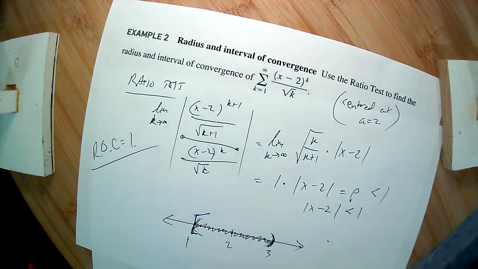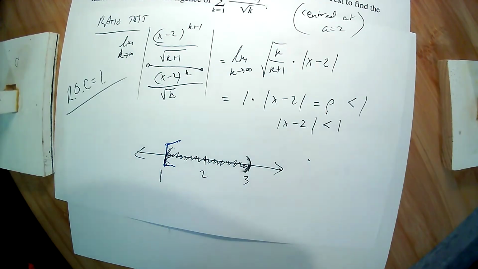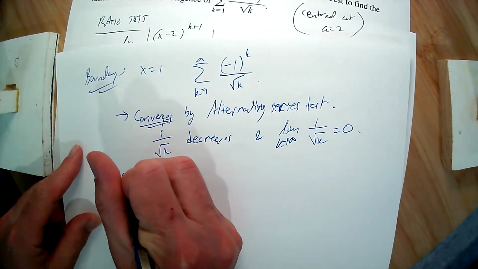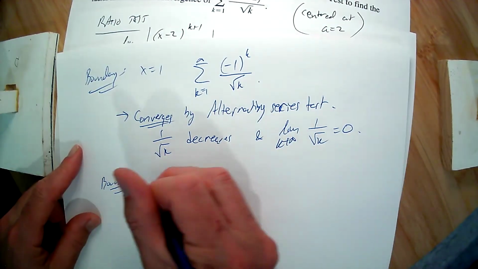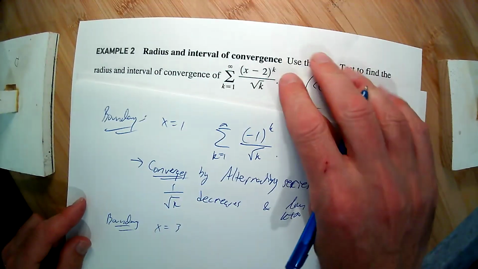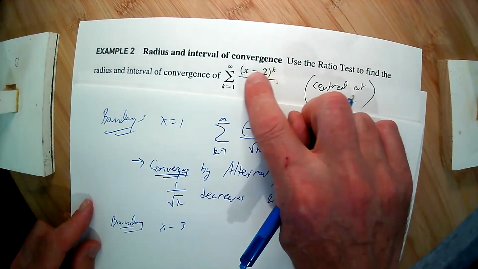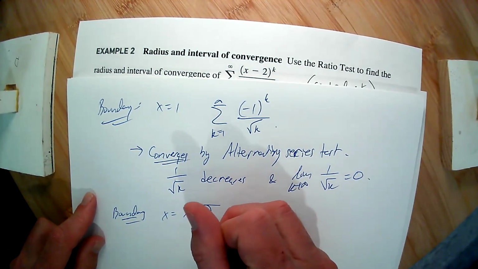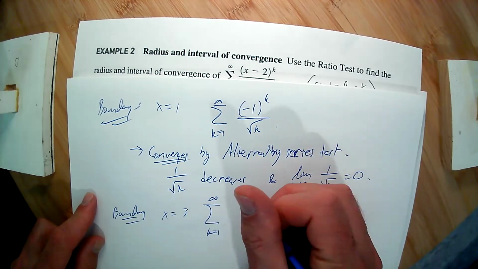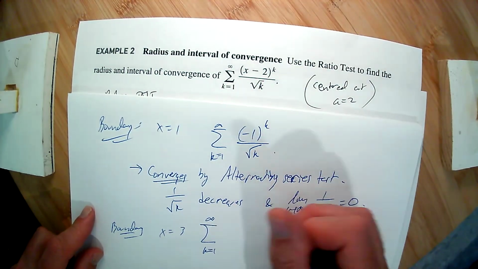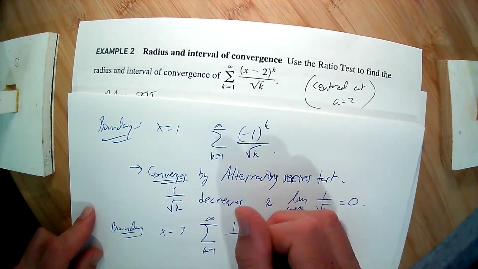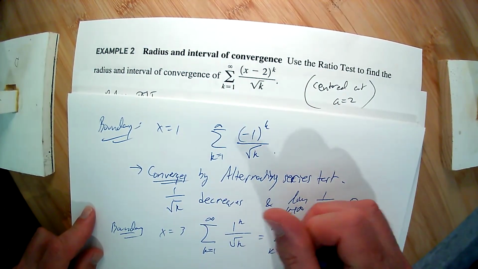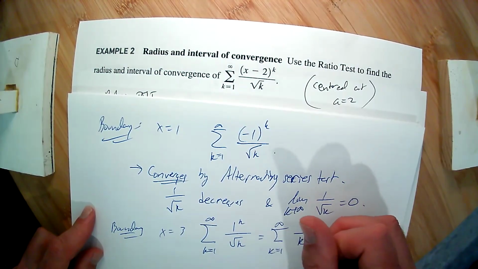Okay, now let's try the other boundary case. What happens when x is 3? X equals 3. Again, I'm plugging in to our original series here. That becomes 3 minus 2 is 1 on top. Now I've got a sum, k goes from 1 to infinity of 1 to the k divided by the square root of k. Let me rewrite that. That's the sum, k goes from 1 to infinity of 1 over k to the 1 half.